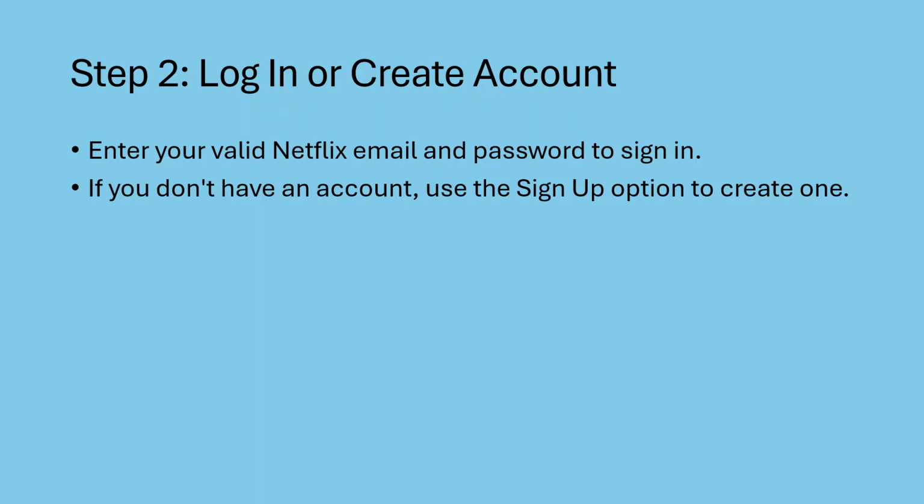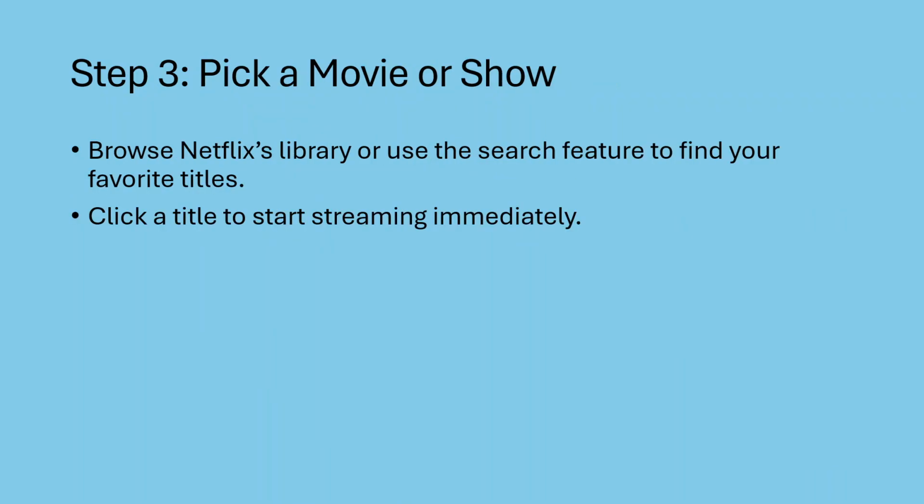Step 2. Log in or create an account. Enter your valid Netflix email and password to sign in, and if you don't have an account, you can use the sign up button to create one. Then step 3. Now you can pick a movie or show, browse Netflix library or use the search feature to find your favorite titles. Click a title to start streaming immediately.